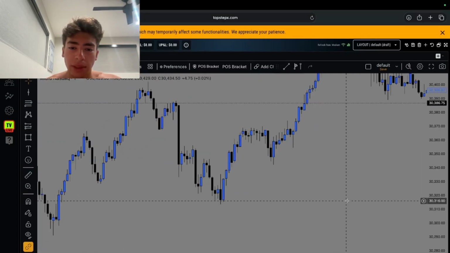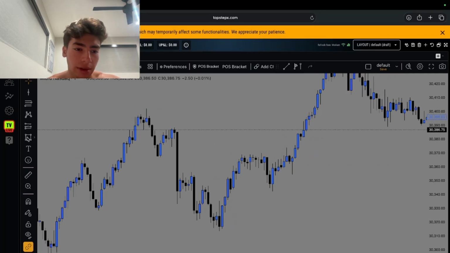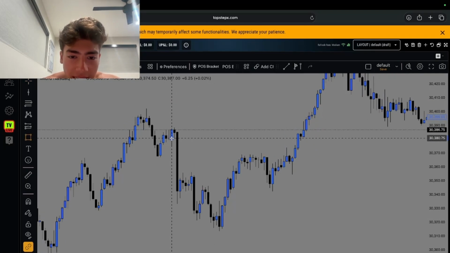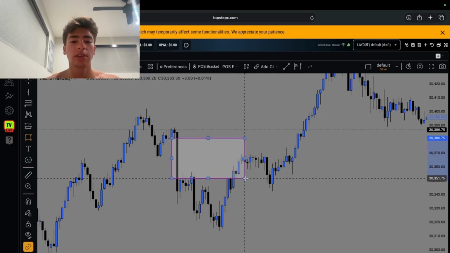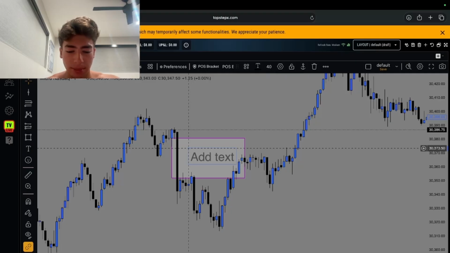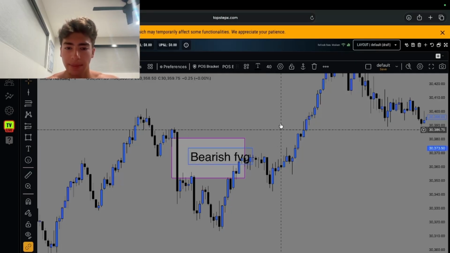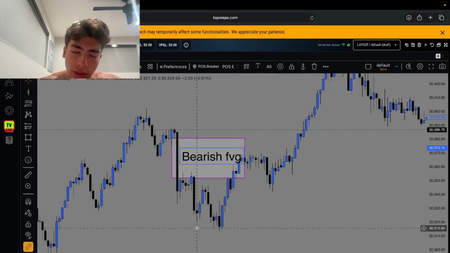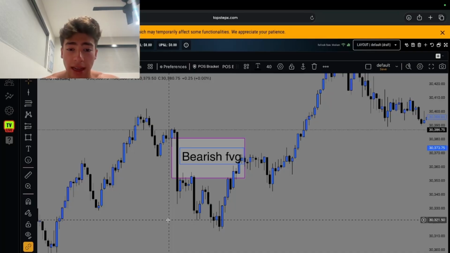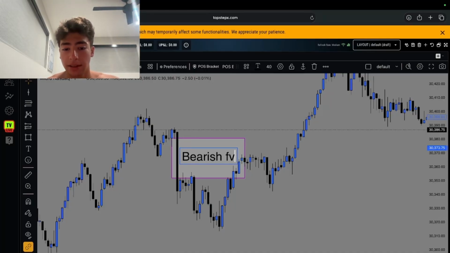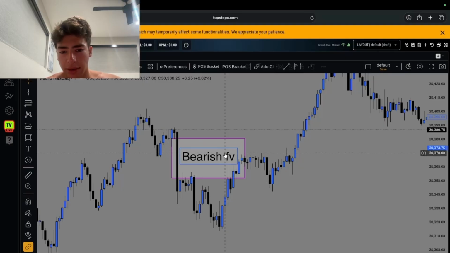Okay, super obvious one. This one should stand out to you. This gap right here should stand out to you. What is this called? A bearish fair value gap. Huge dump, price displaced fast. We left the gap in the market. That's a bearish fair value gap.